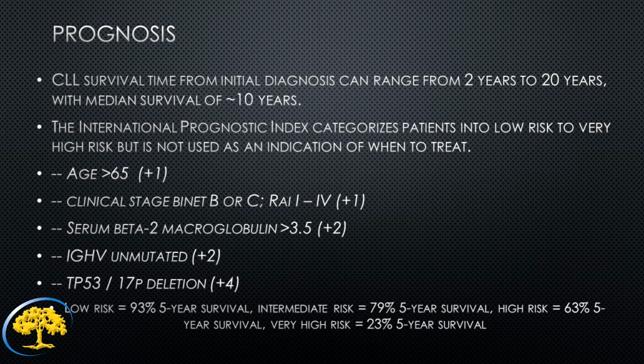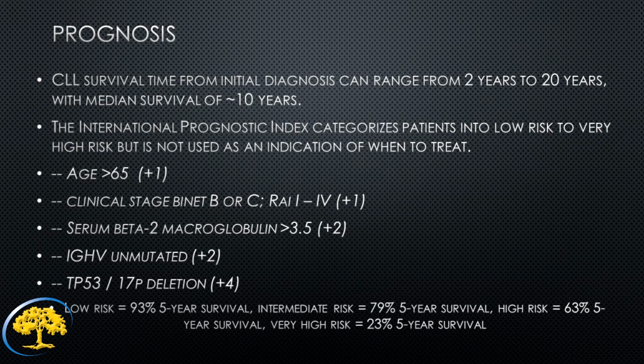We use something called the International Prognostic Index to help us determine a person's average survival based on their stage and how aggressive the disease may be at presentation. I have it here on the slide, showing how a person can accumulate points. The more points a person accumulates, the worse the prognosis is. So typically people who are diagnosed at age 65 or older, and people who have Binet or Rai stage B or C, that means higher stage, have a worse prognosis.